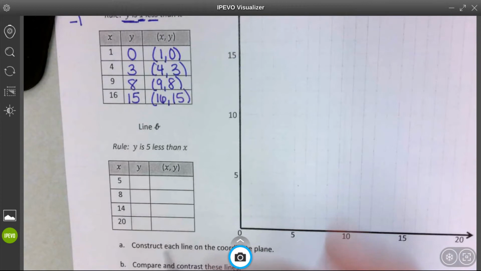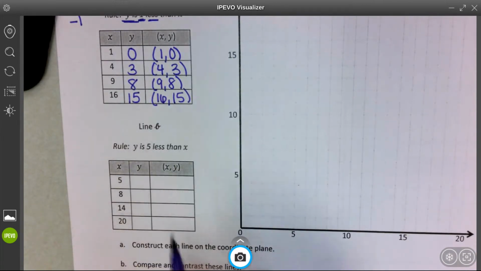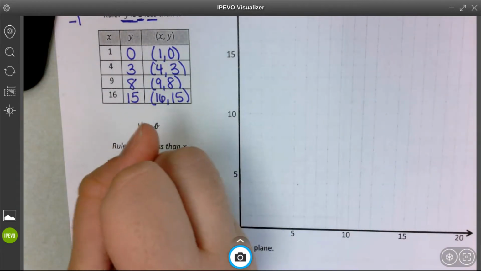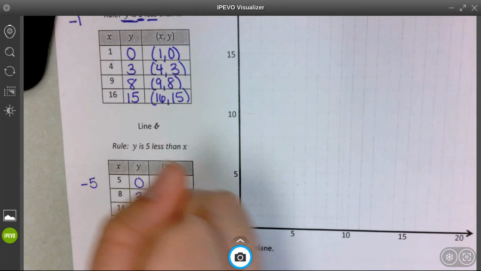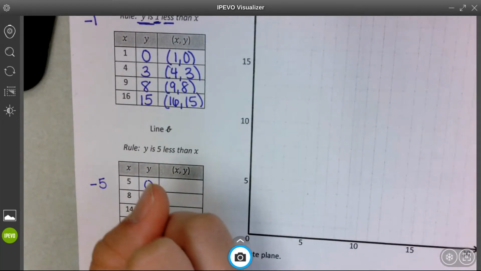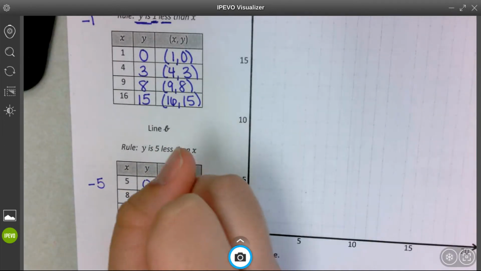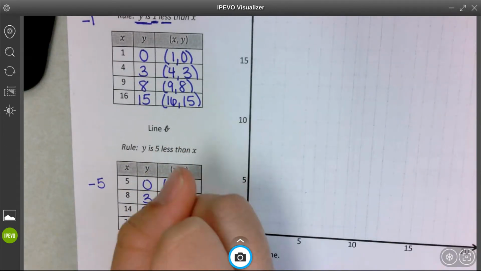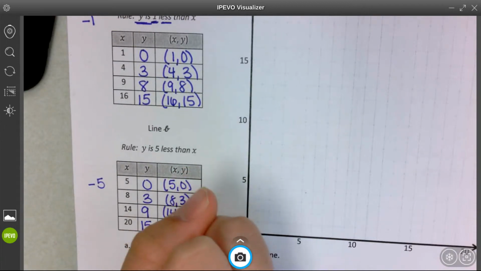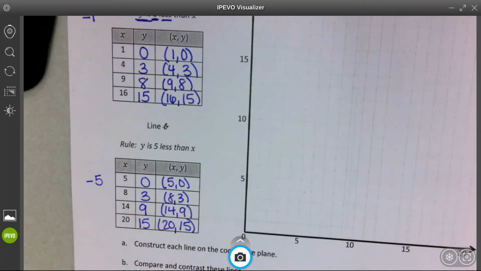Okay. Then looking at this one, y is 5 less than x. So whatever x is, I'm going to subtract 5. 5 minus 5 is 0. 8 minus 5 is 3. 14 minus 5 is 9. And 20 minus 5 is 15. I'll put those all in coordinates. 5, 0. 8, 3. 14, 9. And 20, 15. All right, part A, construct each line on a coordinate plane.